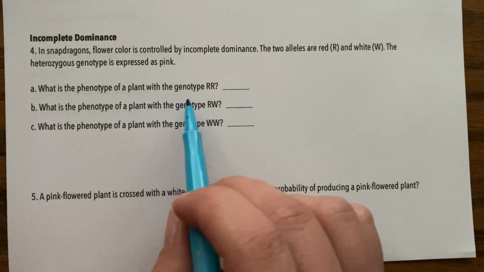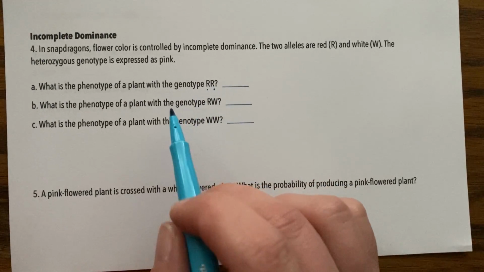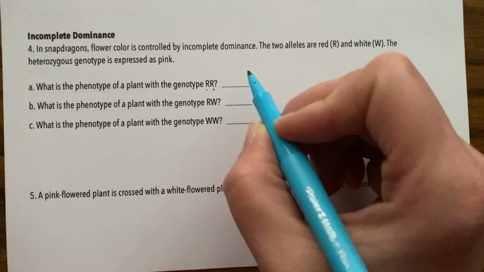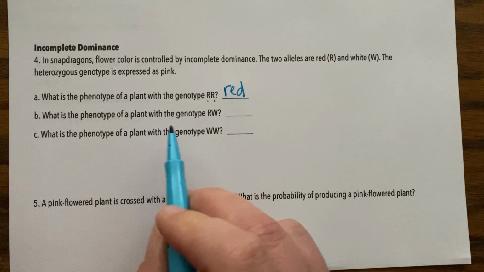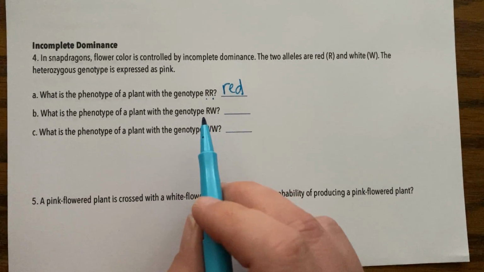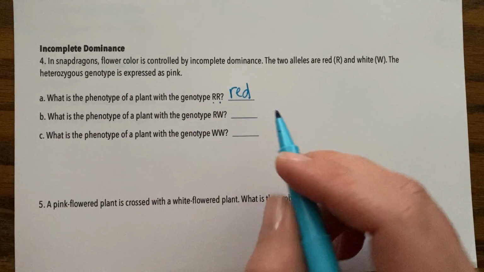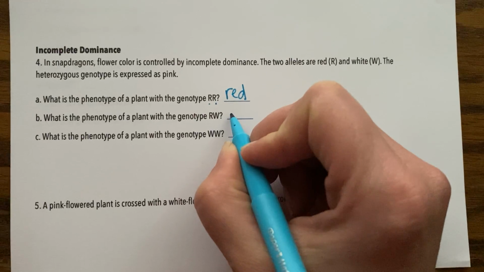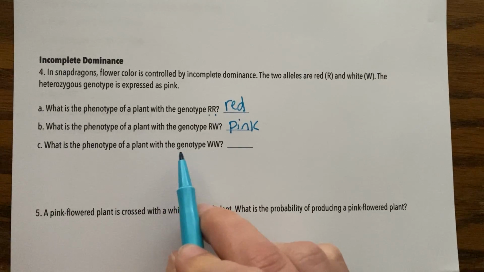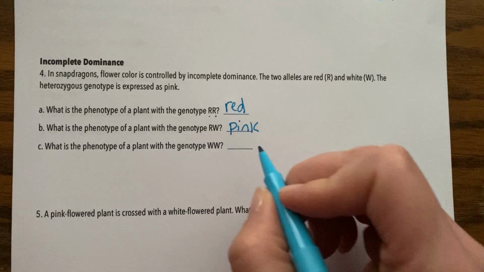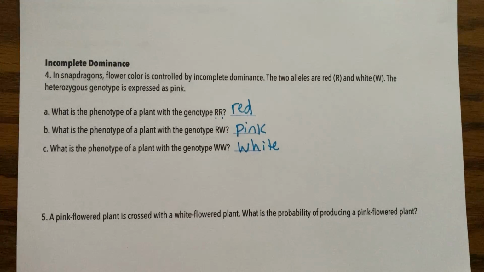So what is the phenotype of a plant that has only R alleles? Two R alleles. R is red, so this one is going to be red. B, what is the phenotype of a plant with the genotype RW? If they have an R, red, and white allele, well, for incomplete, they're going to mix together. So mixing red and white, I am going to get pink. And then C, what is the phenotype of a plant with the genotype WW? WW, just two white alleles, then the phenotype is going to have to be white.